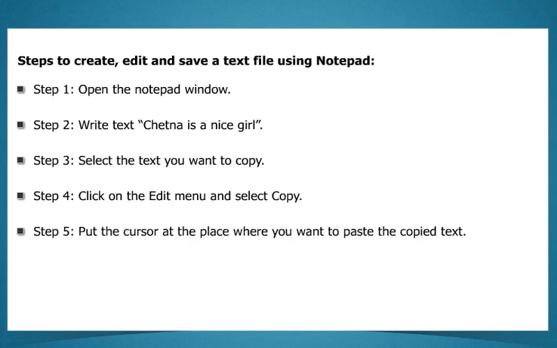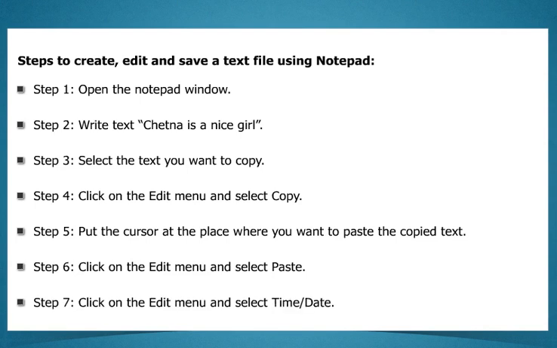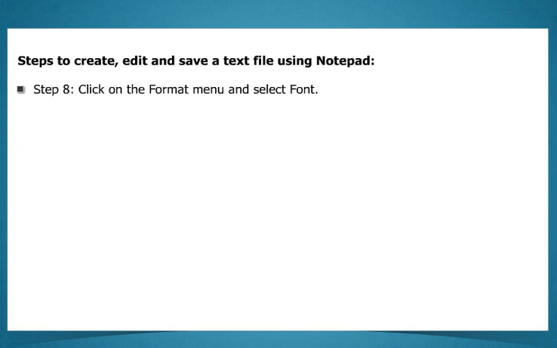Step 5. Put the cursor at the place where you want to paste the copied text. Step 6. Click on the Edit menu and select Paste. Step 7. Click on the Edit menu and select Time, Date. Step 8. Click on the Format menu and select Font.